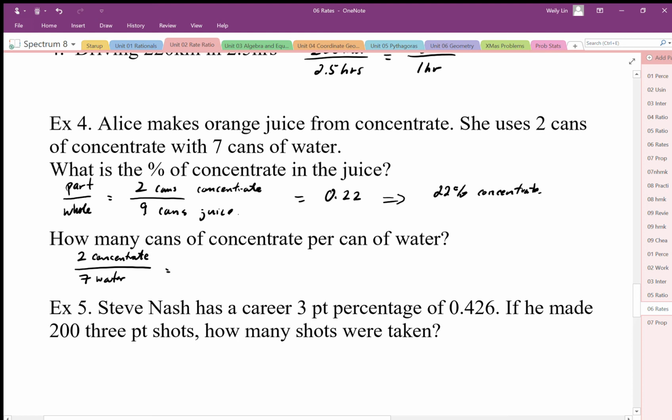Okay, so we want a unit rate in this case. So we just want to know how much concentrate; this is a part-to-part ratio. So we're going to do 2 divided by 7 to get our unit rate, and we get 0.2857. We're going to round that to 0.286. So 0.286 concentrate per 1 can of water. Okay, so there's our unit rate.